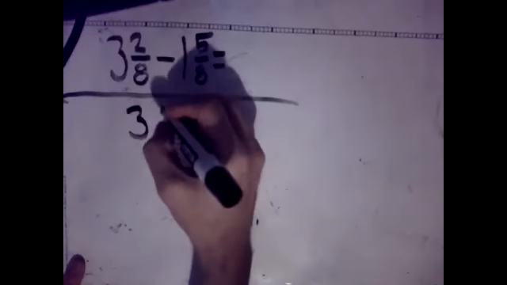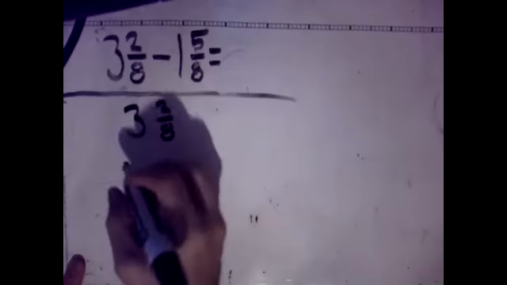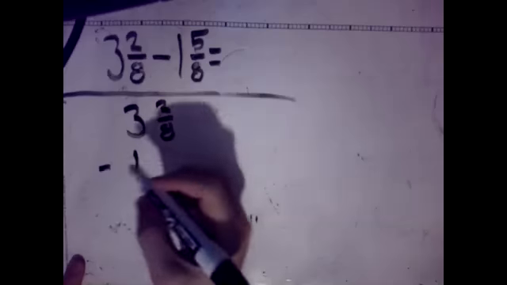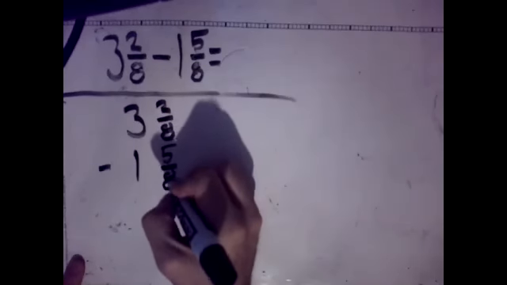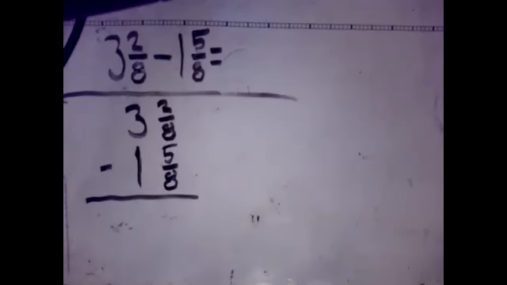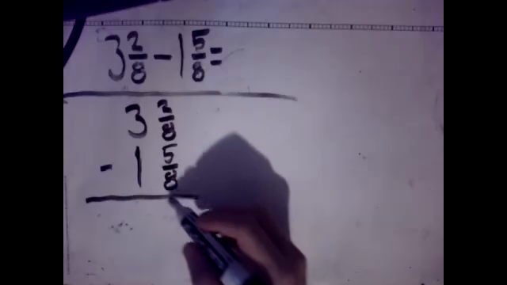3 2/8 minus 1 5/8. And you'll notice, just like when you're doing subtraction with numbers that have ones and tens and hundreds, and you separate out your columns, you're going to do the same thing with mixed numbers. I have a column for my whole numbers and a column for my fractions.